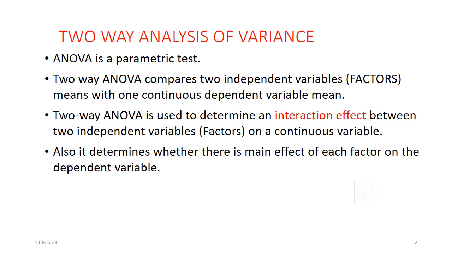Two-way analysis of variance is used to determine an interaction effect between two independent variables, that is called the two factors, on a continuous variable, that is a dependent variable. Also, it determines whether there is a main effect of each factor on the dependent variable.